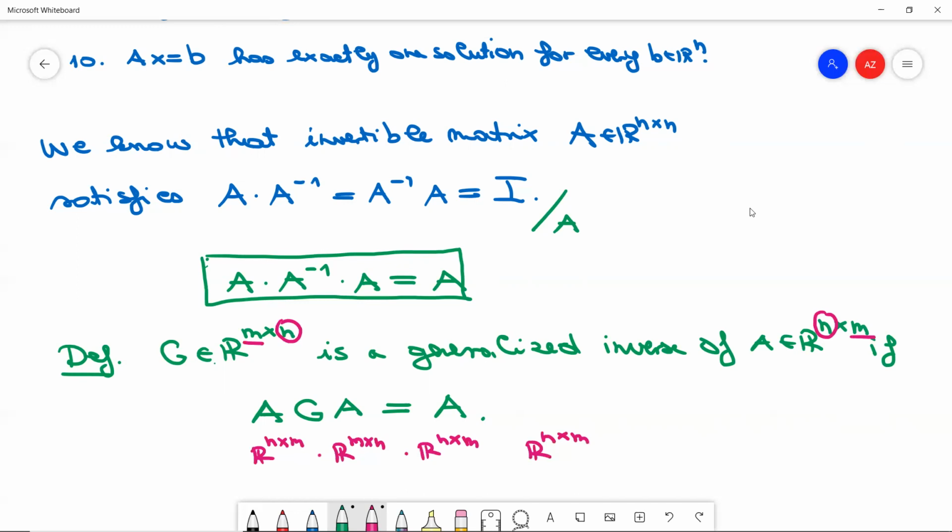Okay, this is all for today. Next time, we will show that every matrix has a generalized inverse. We will also show that it's not unique, as opposed to the usual inverse of a matrix. And we will see how generalized inverse can be used to solve linear equations AX = B. Okay, are there any questions for the end?